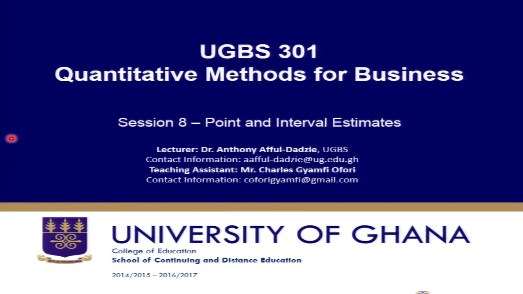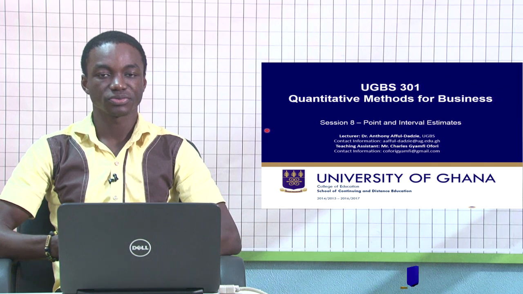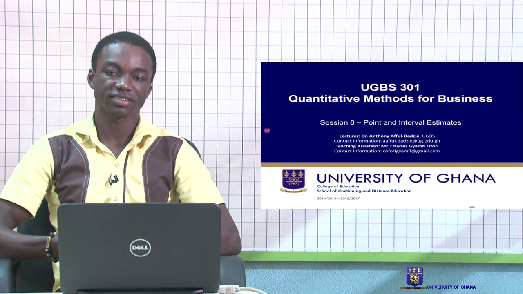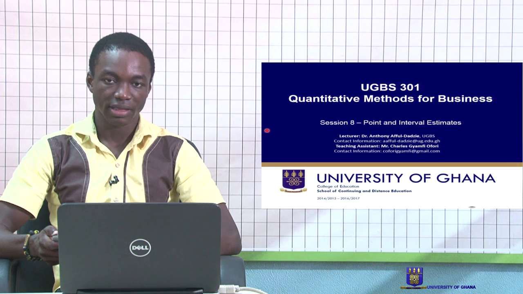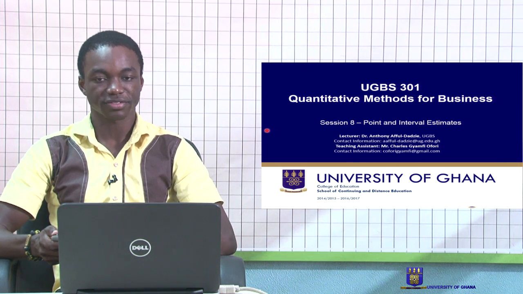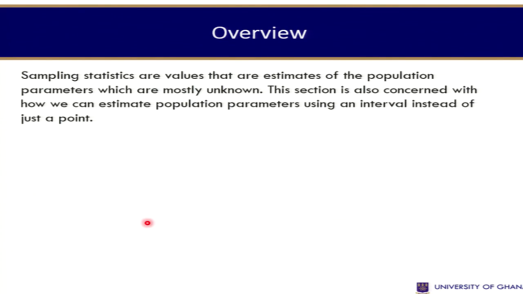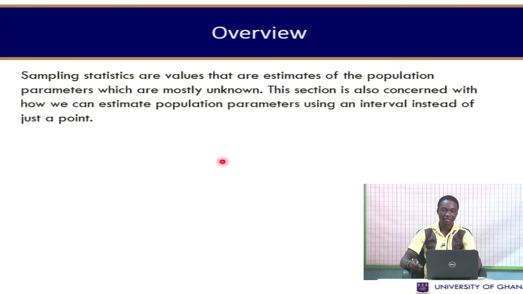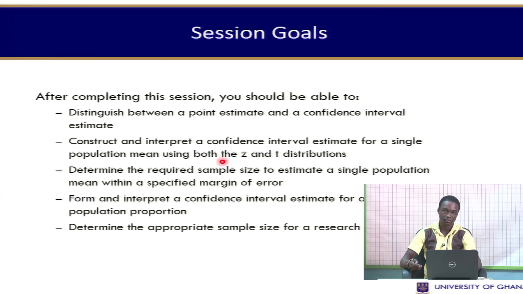Welcome to session 8 of UGBS 301. In this session, we shall consider point and interval estimates. In the previous session, we looked at sampling and sampling distributions. Sample statistics are values that are estimates of the population parameters, which are mostly unknown. This session is concerned with how best we can estimate population parameters using an interval instead of just a point.